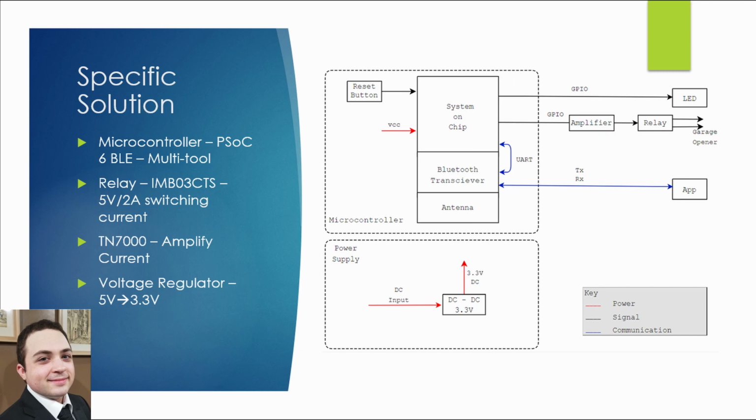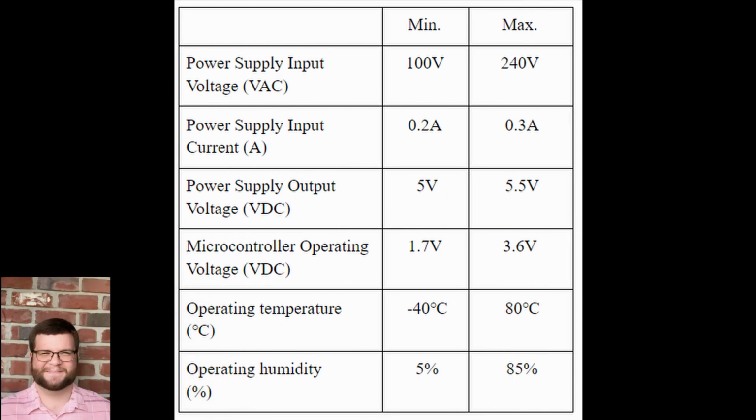The other component we needed was the voltage regulator, which dropped the wall adapter voltage from 5 volts down to 3.3 volts to safely power the microcontroller. The following are the major technical specifications for the GarageAuto system.